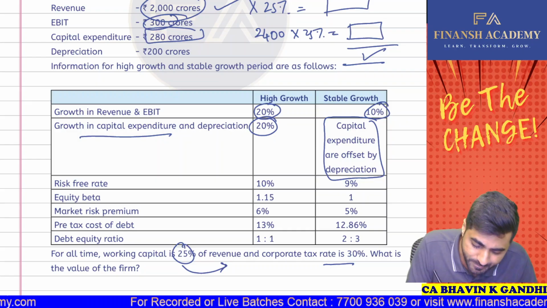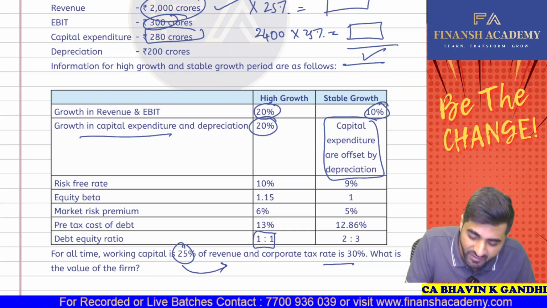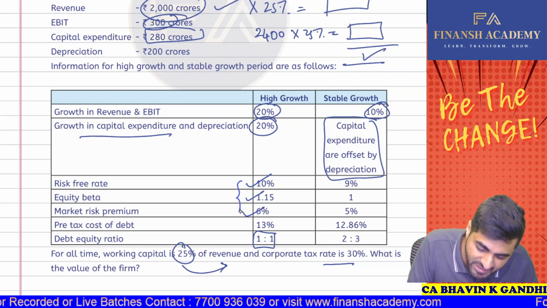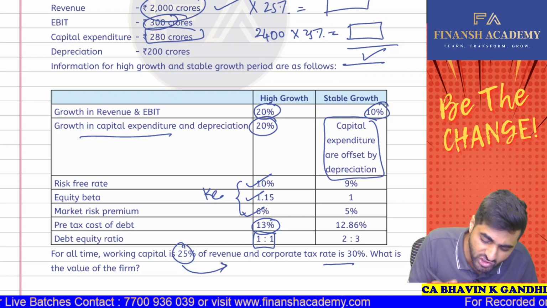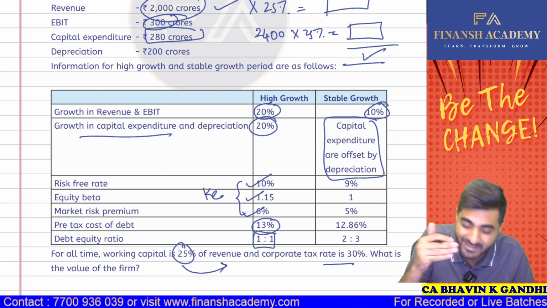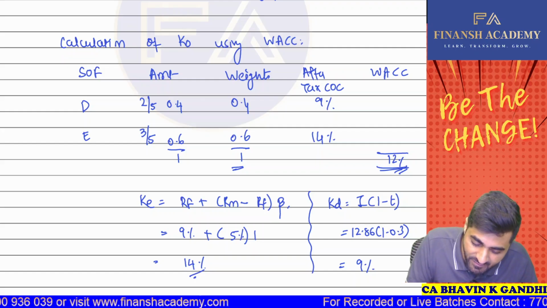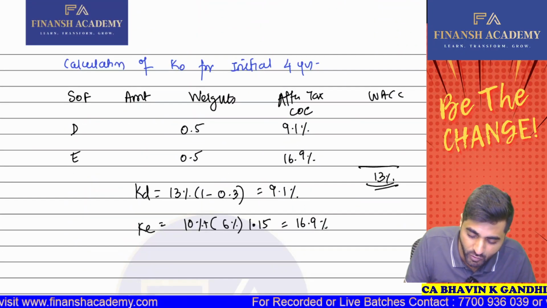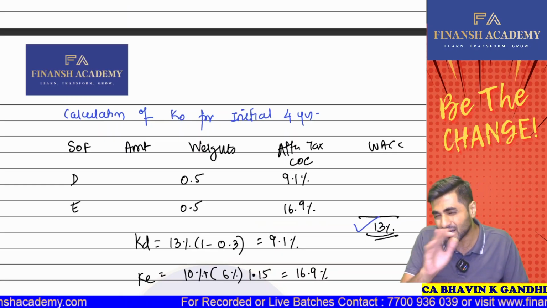So here, if you can just check, one most important part. We'll be calculating KO. In the high growth segment, the debt equity ratio is 1:1, right? And we have the risk free rate of 10%. We have the equity beta, we have the market risk premium. This data will help you to calculate your KE using CAPM. And we have the pre-tax cost of debt, that is 13%. So this 13% we need to multiply by 1 minus tax and get it post-tax. Okay. So eventually we'll be getting this WACC, which is coming as 12%. And for your initial 4 years, your WACC is coming as 13%. Okay. Because there are two data given to you.